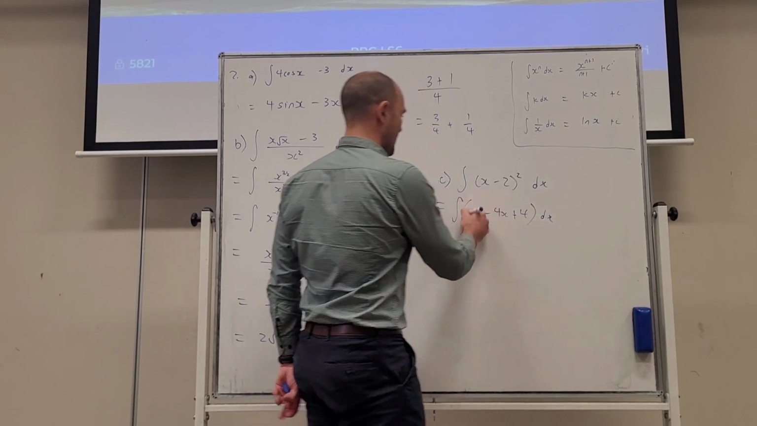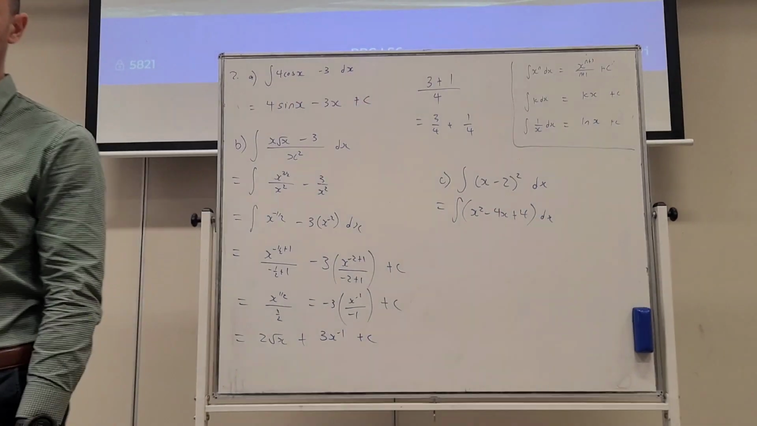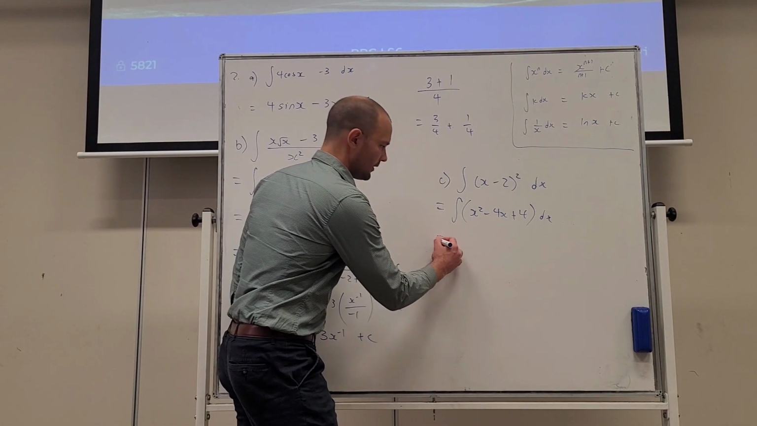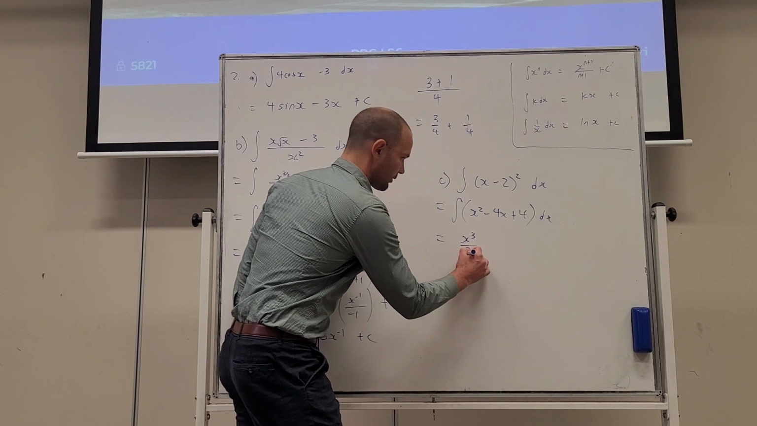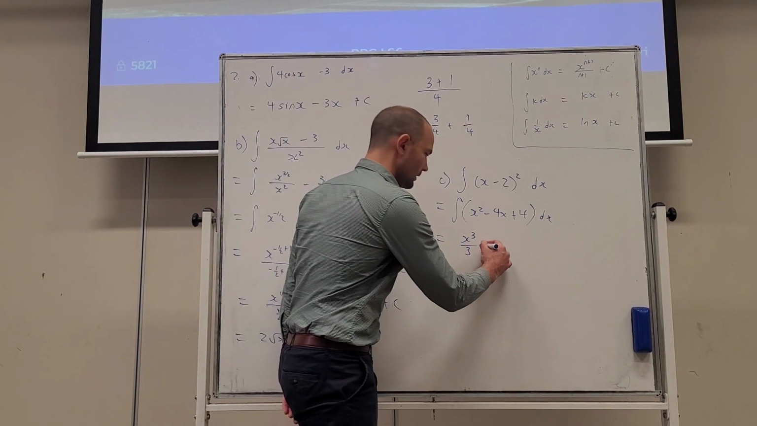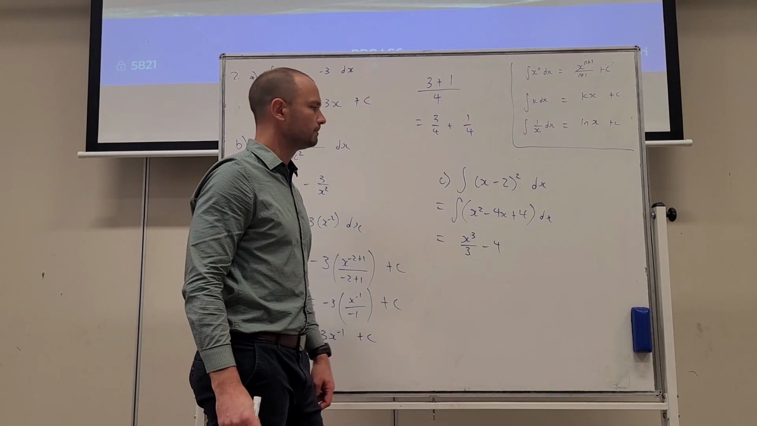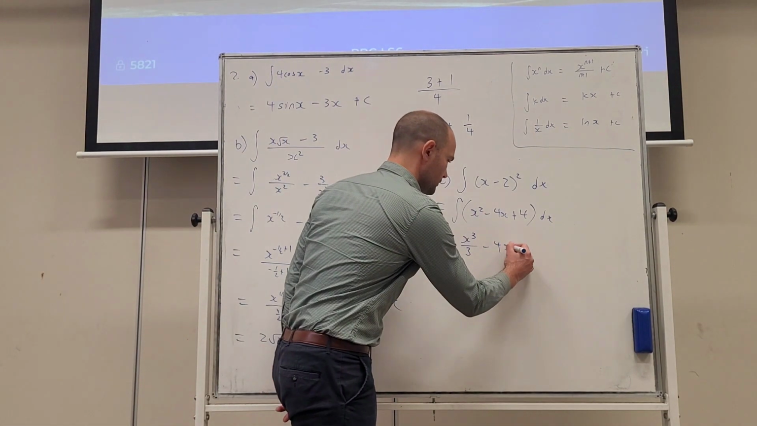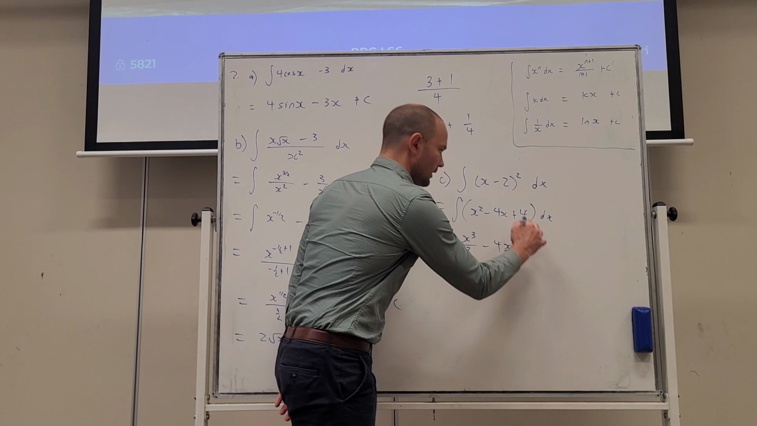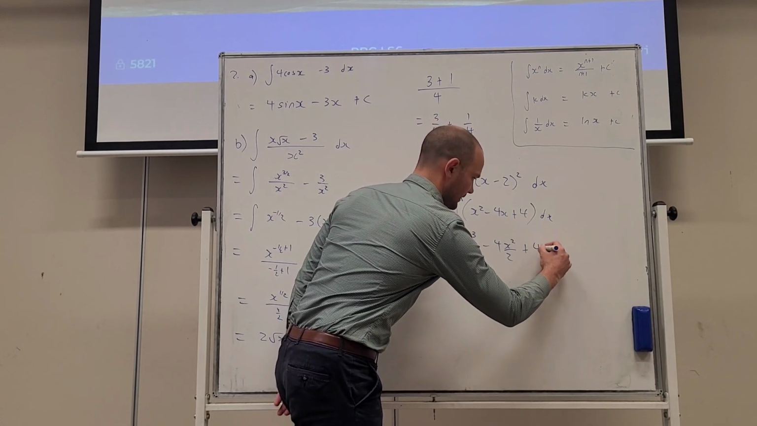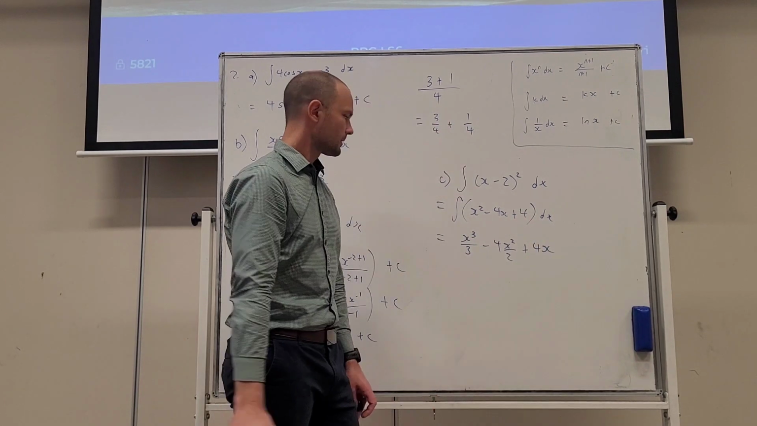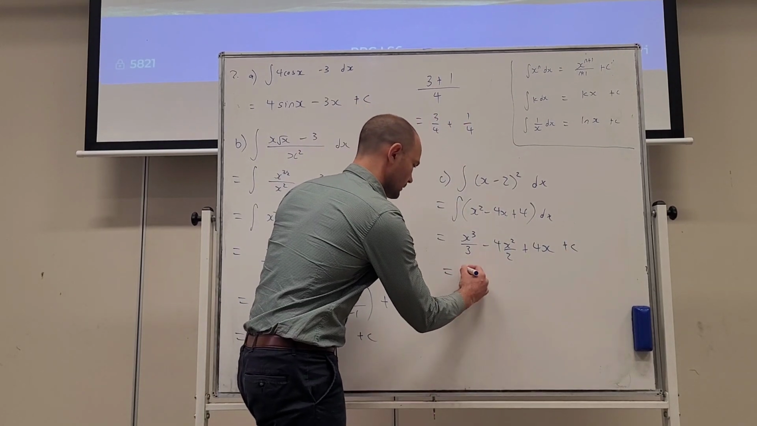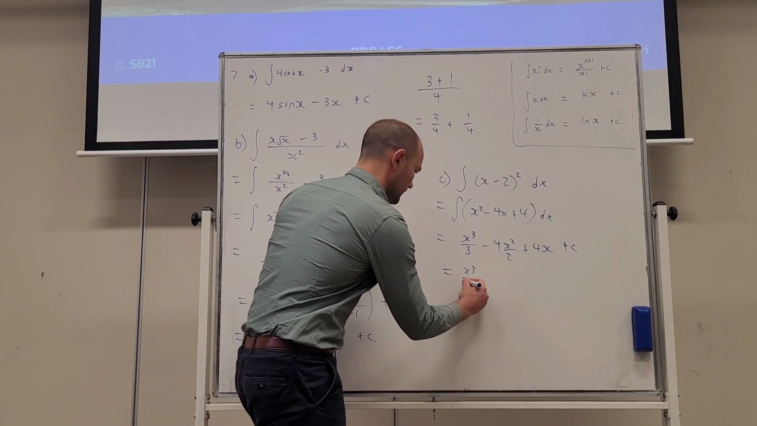Okay, so we're just maintaining equality between the two functions, and then we'll just integrate term by term. Integral of x squared, x to the 3 on 3. 4 is just hanging out. The integral of x is x squared on 2. And the integral of k is kx. So integral of 4 is 4x plus c. So simplify a little bit.